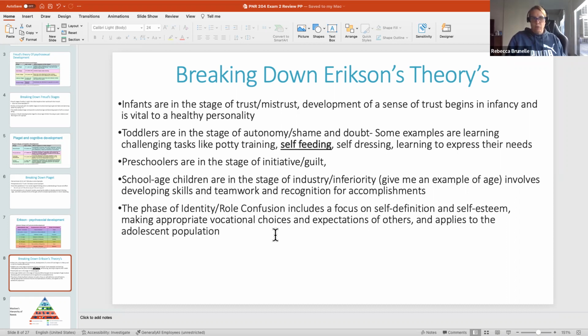School age, industry versus inferiority. This is where they really start getting involved in team sports or group activities, and they respond really well to getting recognition for their accomplishments, but they should also have some say in what they want their activities to be. They should be able to self-select things that they're good at. And then the last stage in terms of the pediatric class, the teenage years, identity versus role confusion, where they're really focused on development of their self-definition and their self-esteem.